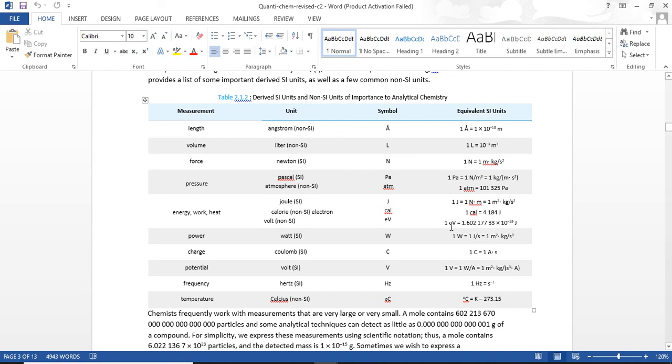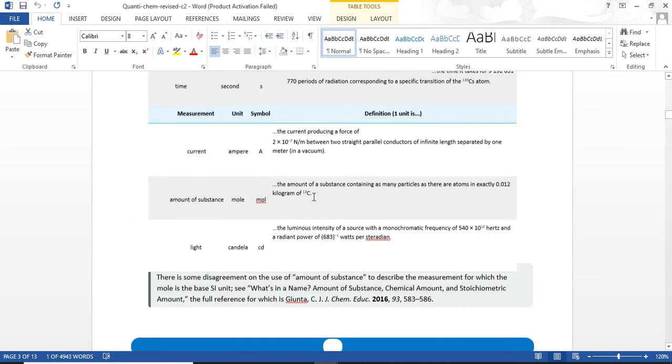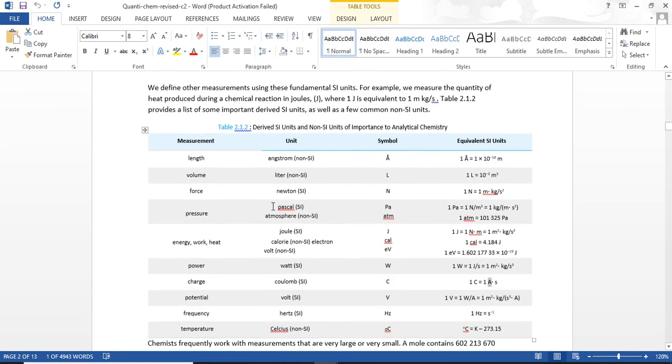Then for power, you have watts, capital W. Every 1 watt is 1 joule per second, or also equal to 1 meter squared kilogram per second cube. Then for charge, you have the coulomb, a capital C. Every 1 coulomb is 1 ampere second, where capital A is ampere and S is seconds.